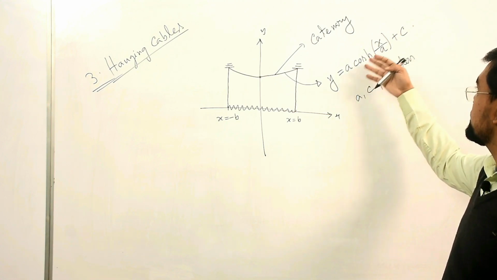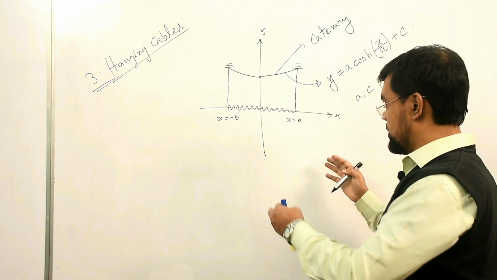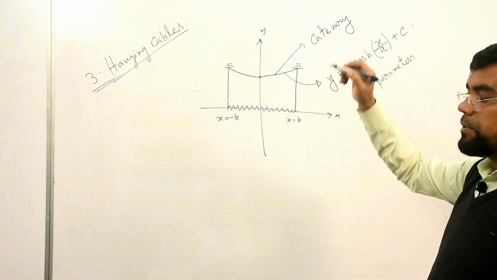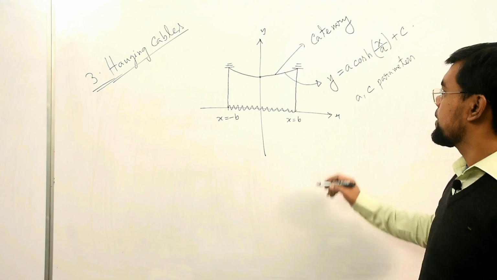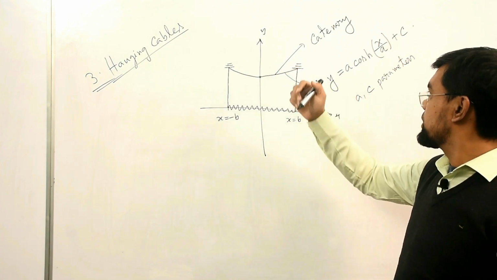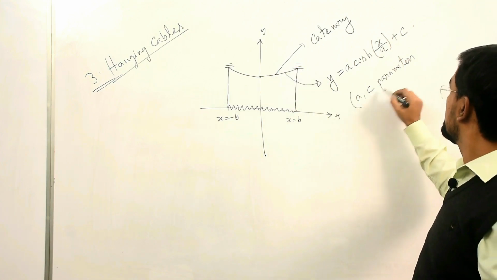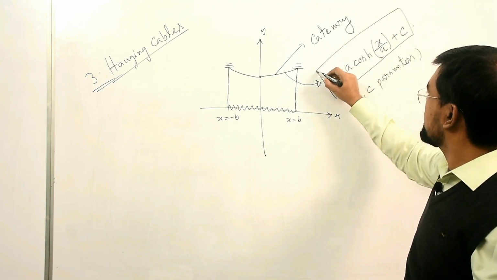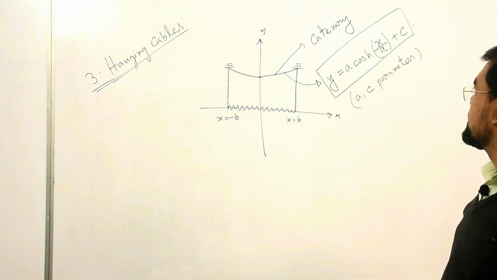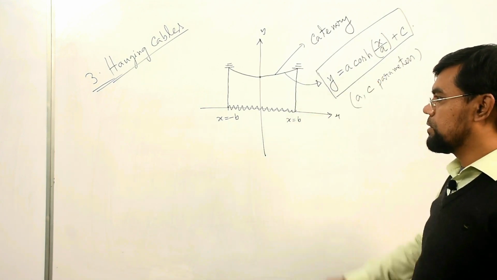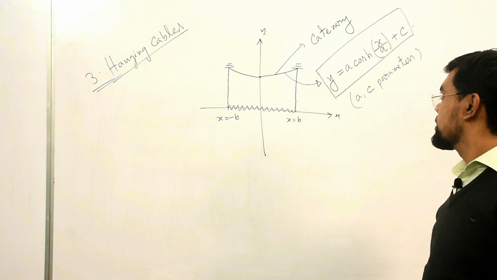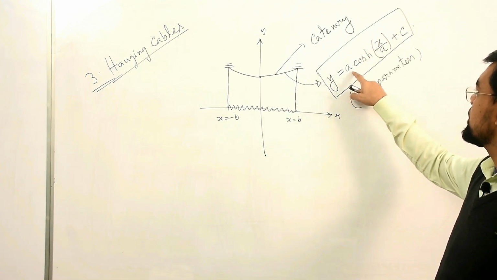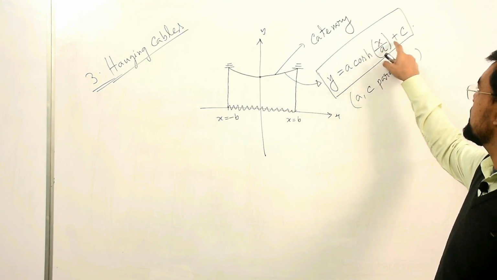The values of a and c depend on the distance between two poles, and also on the composition of the wire or the material of the wire. So this is the standard equation of a catenary. You must remember this formula. The standard equation of a catenary is y equals a cosh(x/a) plus c.